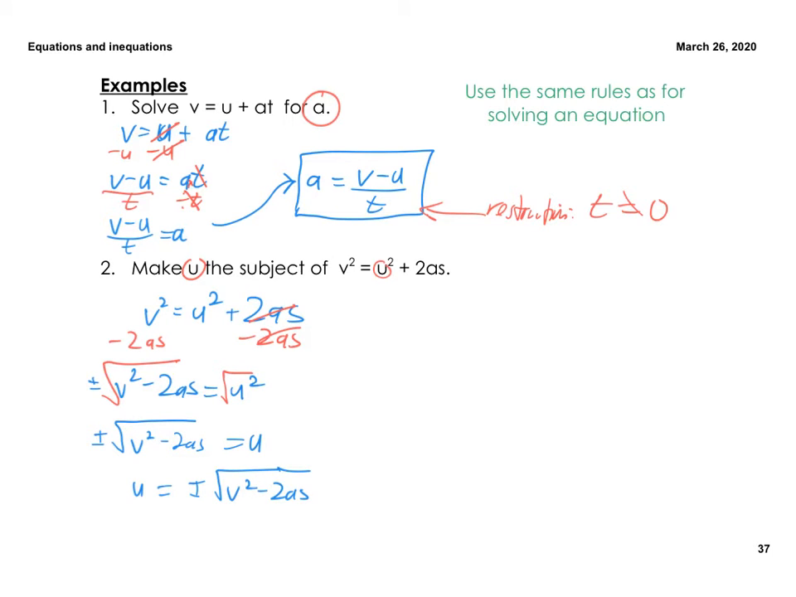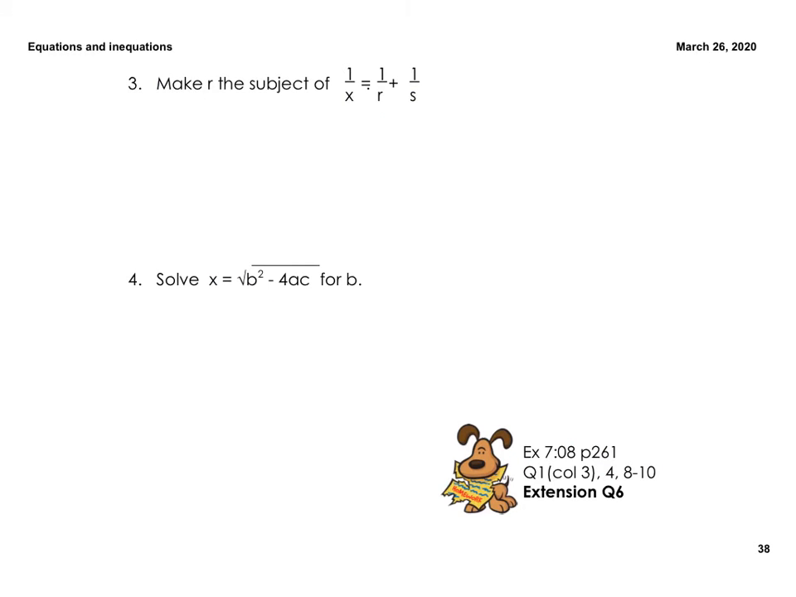What's my restriction this time? Well, obviously you can't square root negatives. Can you square root 0? Yes, you can square root 0. So my restriction: v squared minus 2as is more than or equal to 0. You can square root 0, but you can't square root negative 1. Well, not until extension to year 12 anyway. That's my answer.